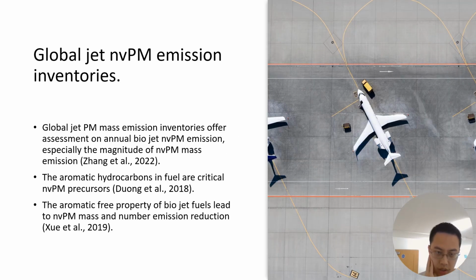With the global jet nvPM emission, the global jet PM mass emission offers assignment on average biojet nvPM emission for the magnitude of nvPM mass emission. The aromatic hydrocarbon in fuel are critical nvPM precursors. The aromatic free property of biojet fuel leads to nvPM mass and numerical emission reduction.